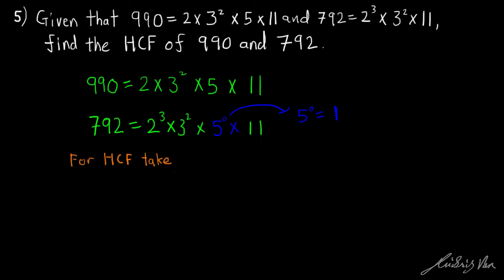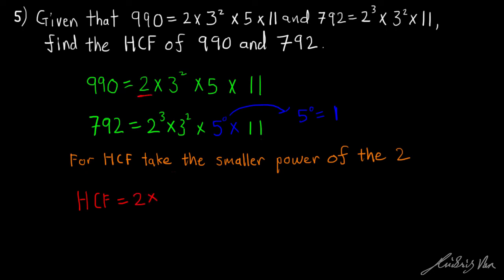So for the highest common factor, we need to take the smaller power. So HCF will be equal to, the smaller power for 2 is 2 to the power of 1, the smaller power for 3 is 3 to the power of 2 because both of them are the same. Then times 5 to the power of 0, which is also 1, times 11. We can choose whichever 11 we want. And we will get 2 times 9 times 11, which will give us the final answer of 198.